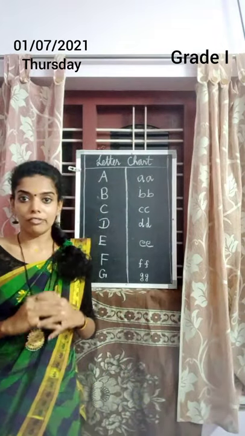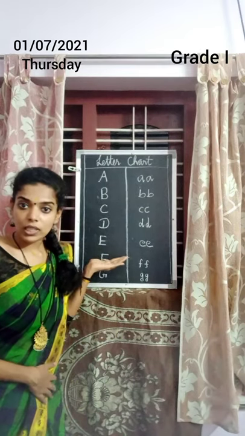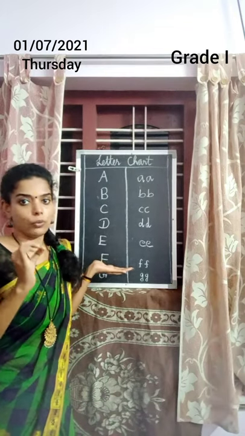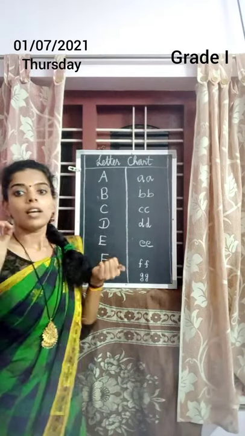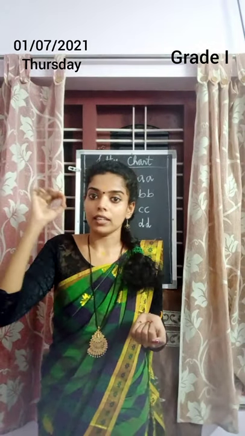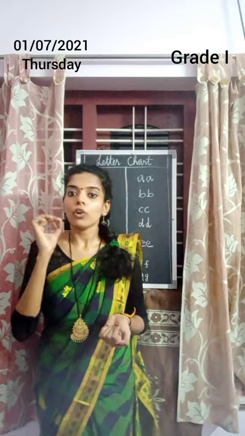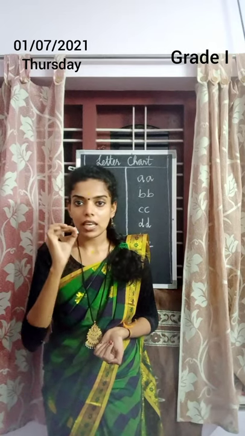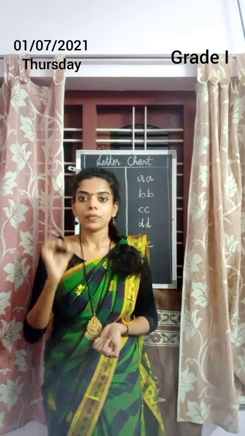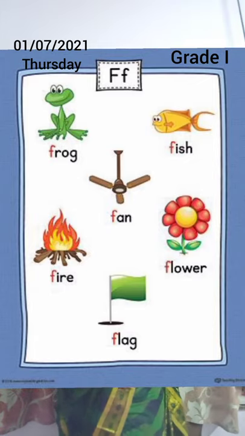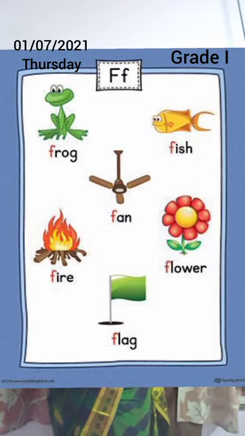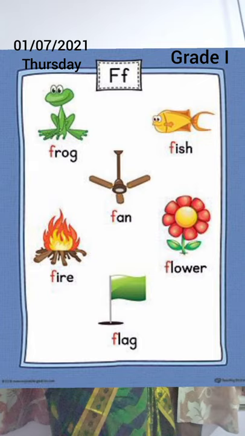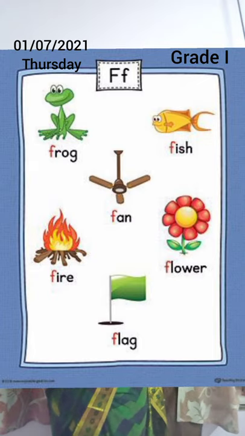So, the sixth alphabet is F. What is the sound of F? The sound is F. Examples are fan. F-A-N. Fan. Frog. F-R-O-G. Frog. Fish. F-I-S-H. Fish. Fire. F-I-R-E. Fire. Flower. F-L-O-W-E-R. Flower. Flag. F-L-A-G. Flag.